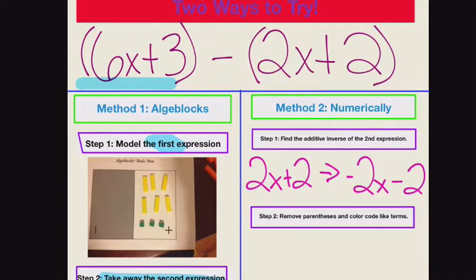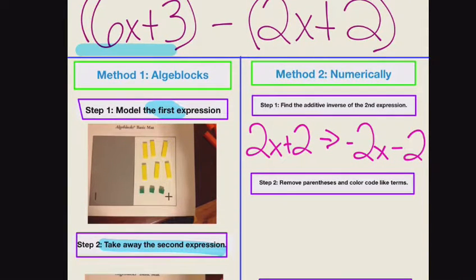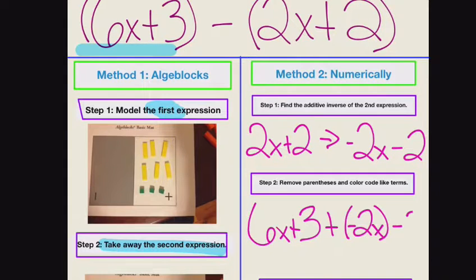Now we're going to rewrite the whole expression, removing our parentheses. Our subtraction sign in the middle is going to change to addition because now we've applied the subtraction sign to both of the values inside and made this negative 2x minus 2. So watch carefully here. We're going to write 6x plus 3 as normal, plus negative 2x minus 2. I'm just putting parentheses around the negative 2x so you can see that negative sign goes with the 2.